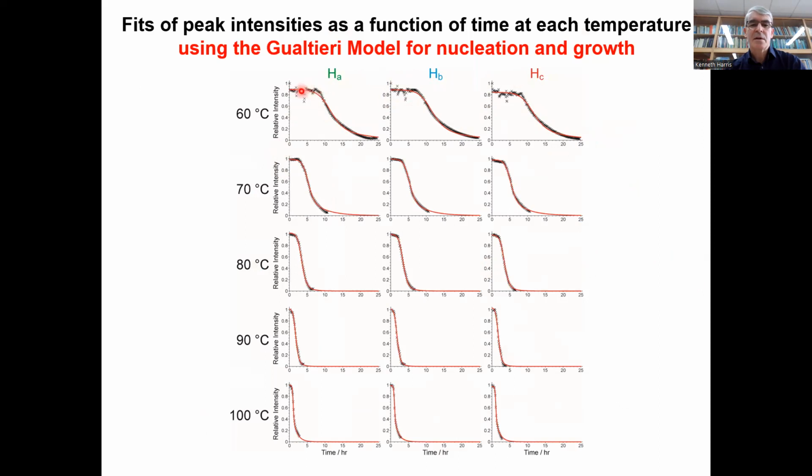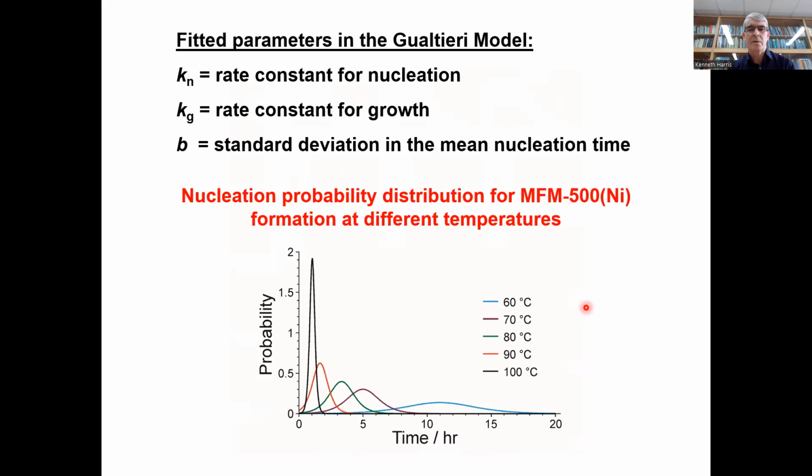And in each case, the experimental data for all three proton environments has been fitted by the Gualtieri model, but using a single set of parameters at each temperature. And I hope you agree that these represent fairly acceptable quality of fit. So what are the parameters that we fit in this case? From the Gualtieri model, we get the rate constant for nucleation, the rate constant for growth, and the standard deviation in the mean nucleation time.